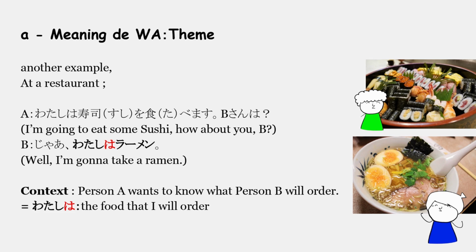Another example, at a restaurant. 私は寿司を食べます。B さんは？じゃあ私はラーメン。The context which we find here is that person A wants to know what person B will order. So, 私は of the phrase of person B means the dish that the person B will order, and that is the theme that person B wants to talk about with person A.